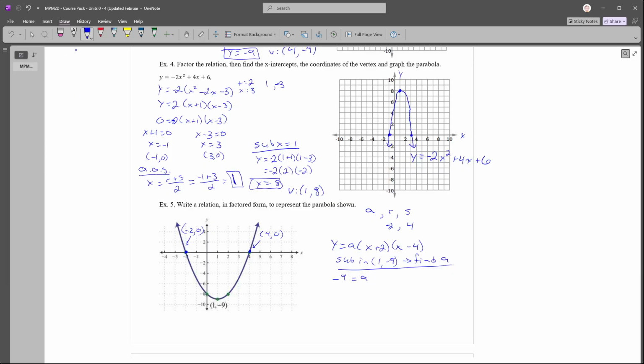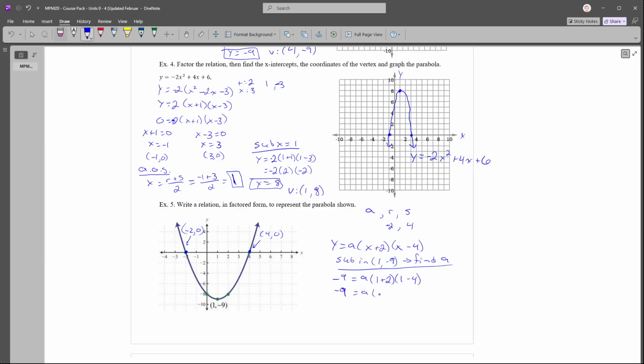My a's and my 9's look way too close. I guess once it updated there, it's fine. Now we have x. Well, x is a 1. (1 plus 2), and then (1 minus 4). Now just do the math. So leave the -9 alone for a second. Leave the a alone for a second.